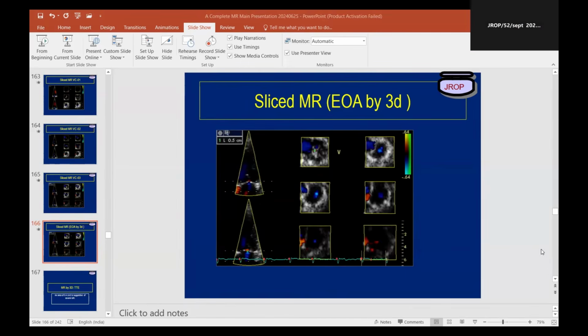Sir, when will we measure vena contracta, sir? During mid-systole or at what time, sir? Mid-systole.